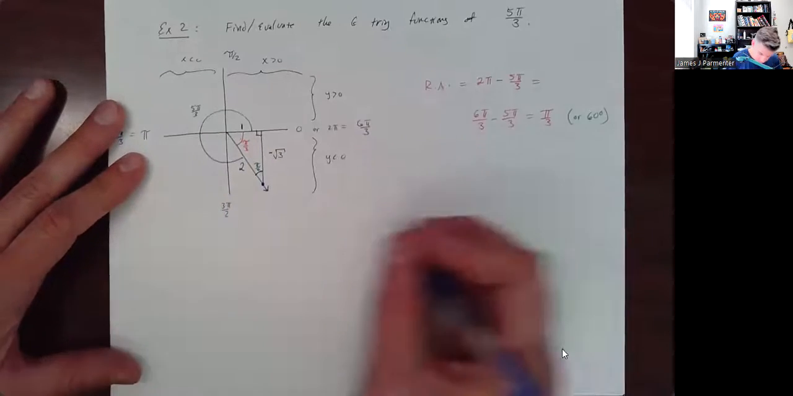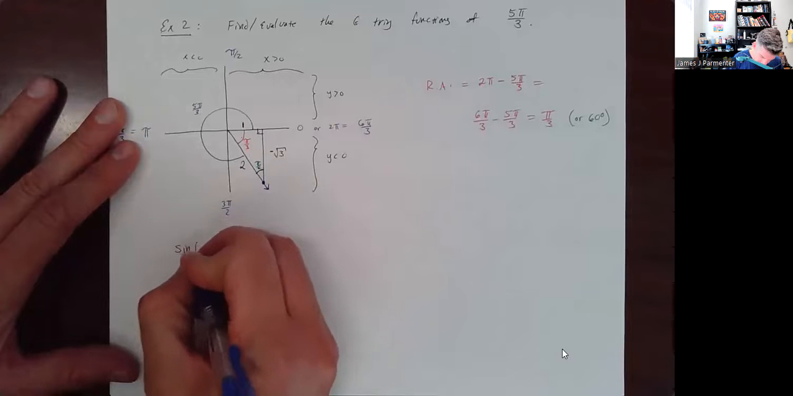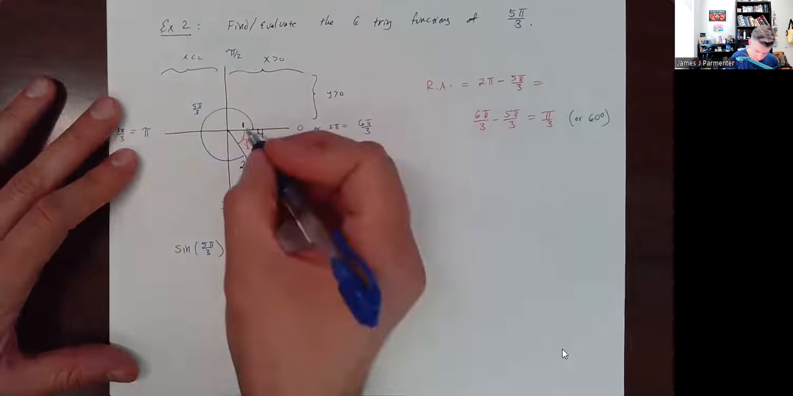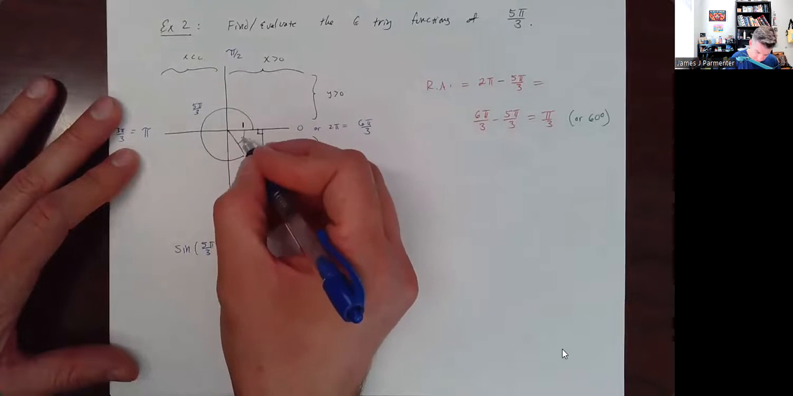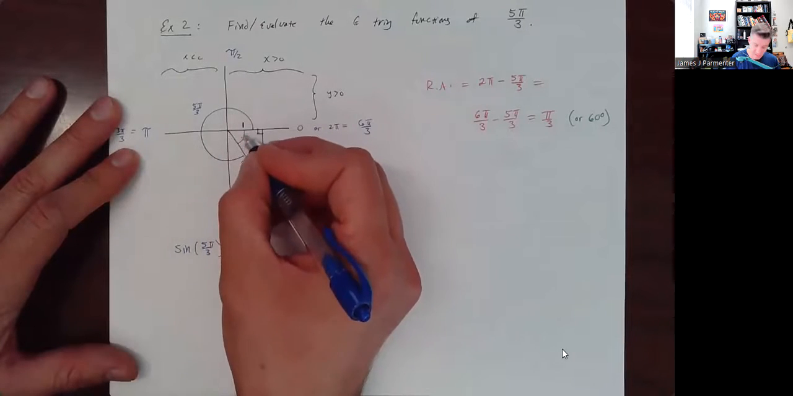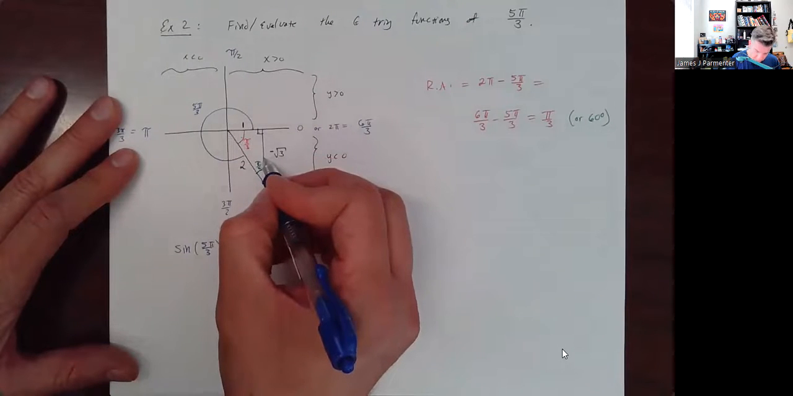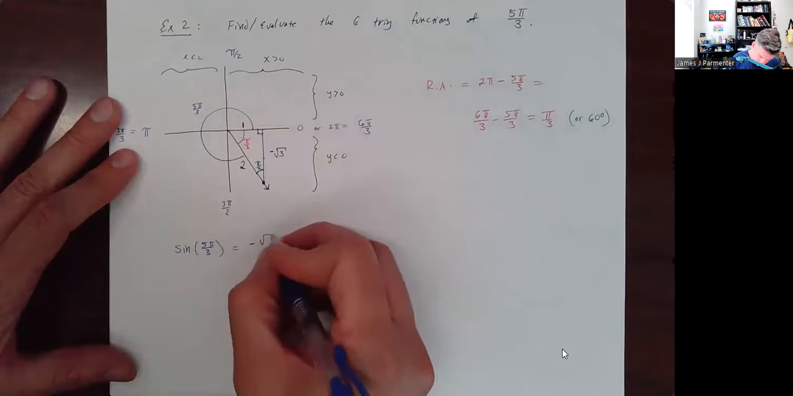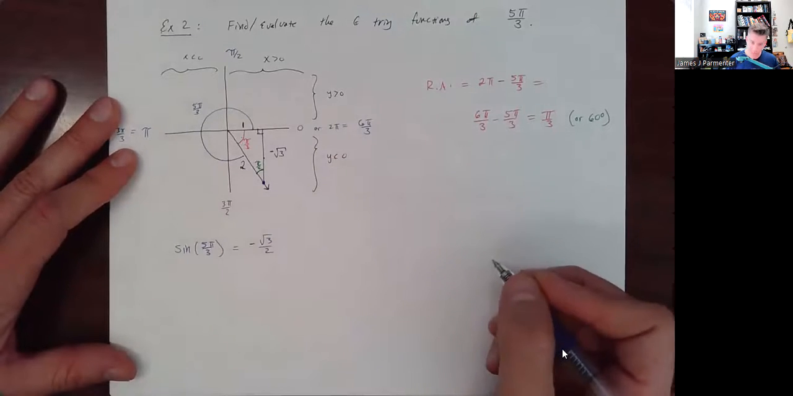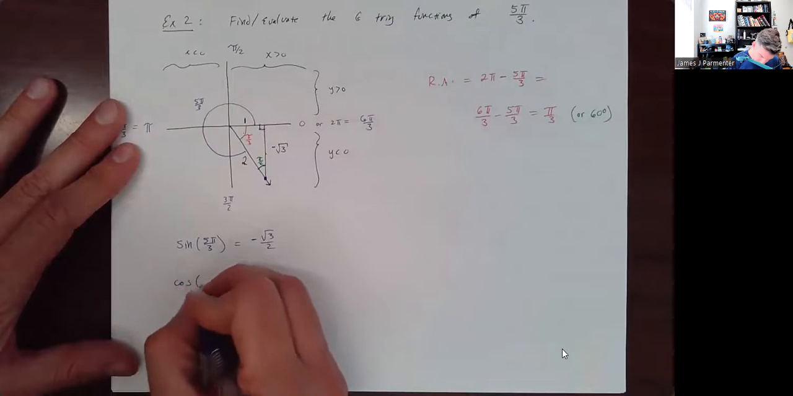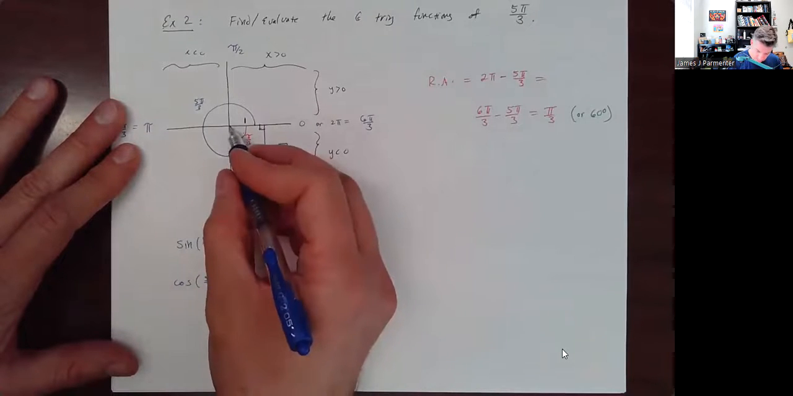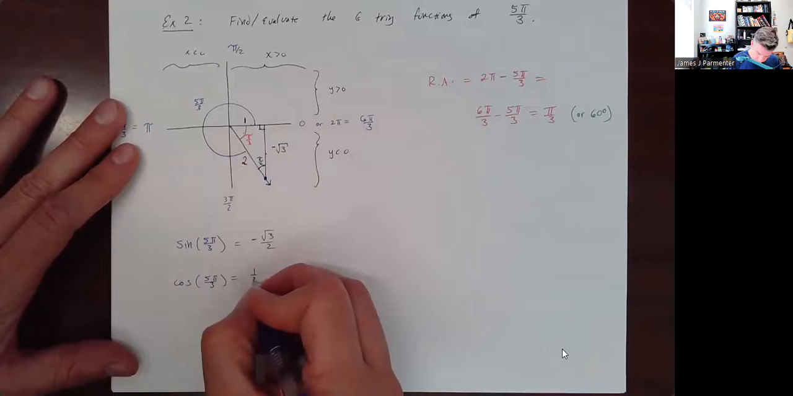I'm going to start with sine. So sine of 5 pi over 3. Well, literally, I can just look at the triangle I've drawn. For this angle here, even though I know it's pi over 3, sine is going to be the opposite over the hypotenuse. So it's going to be negative √3 over 2. Cosine of 5 pi over 3 is going to be adjacent over hypotenuse, so positive 1 over 2.